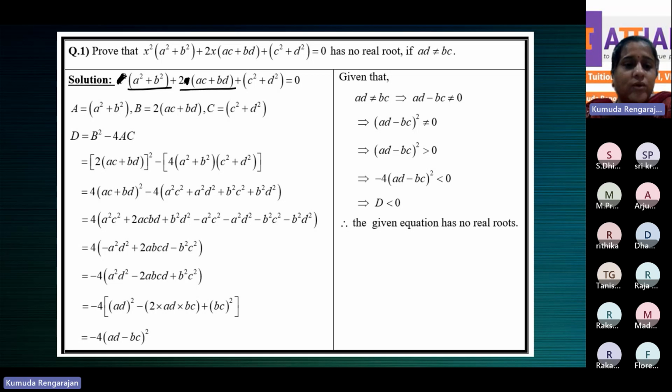If you remove the X square, whatever is remaining is A. If you remove the X, whatever is remaining is B. And this is the constant. So that's what I've written here, A, B, C. Now we are going to find the D. D is B square minus 4AC.